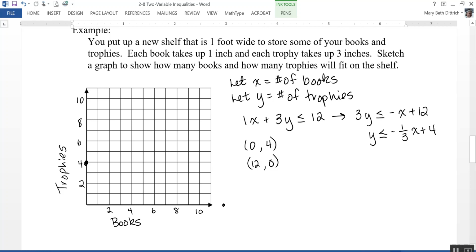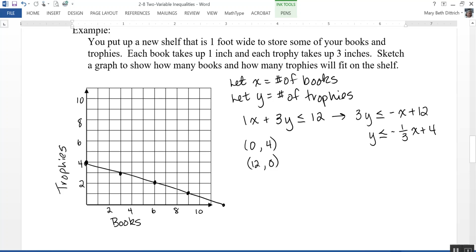So there's my y-intercept of 4. And then if I want to graph using my slope, I'll go down 1 and right 3. And that does get me to 12. And this can be a solid line because I can have exactly that many. Because exactly 0 books and 4 trophies, that's going to give me 12 inches that will fit on the shelf.